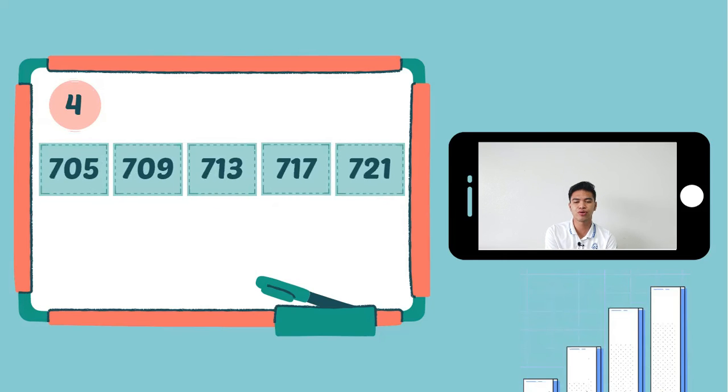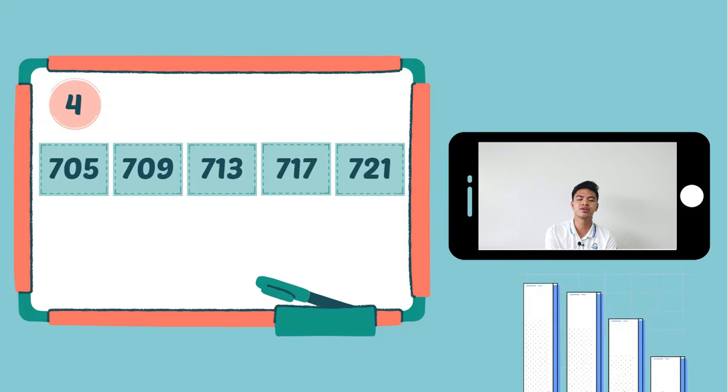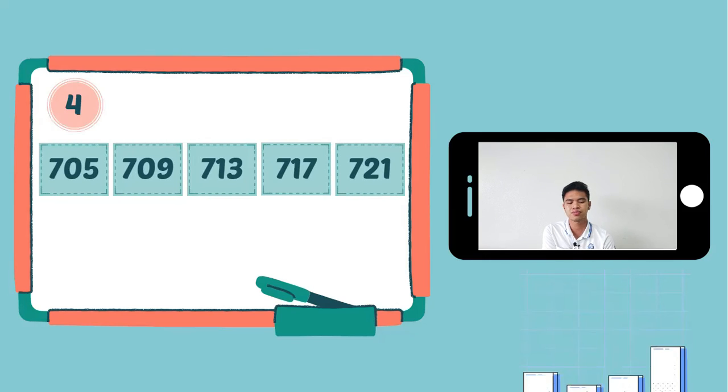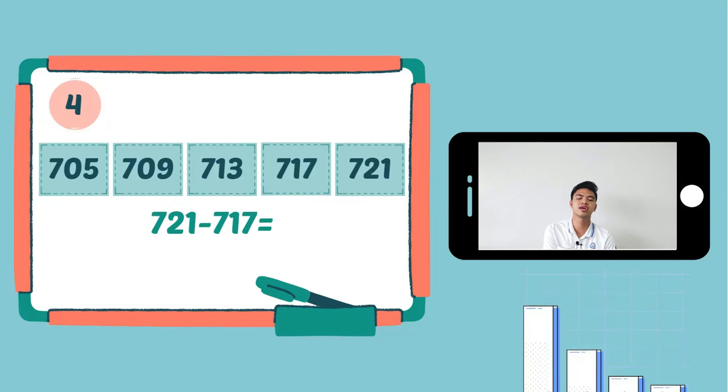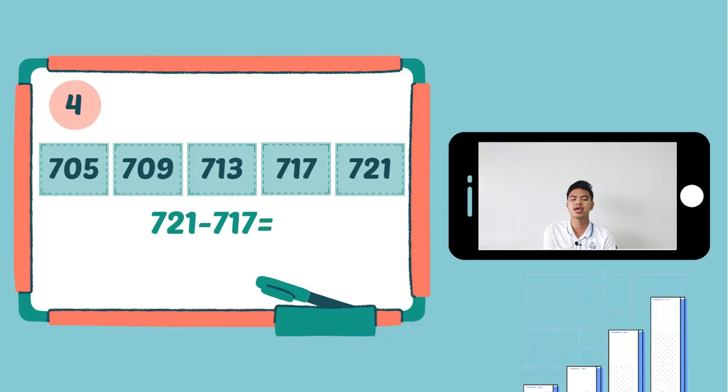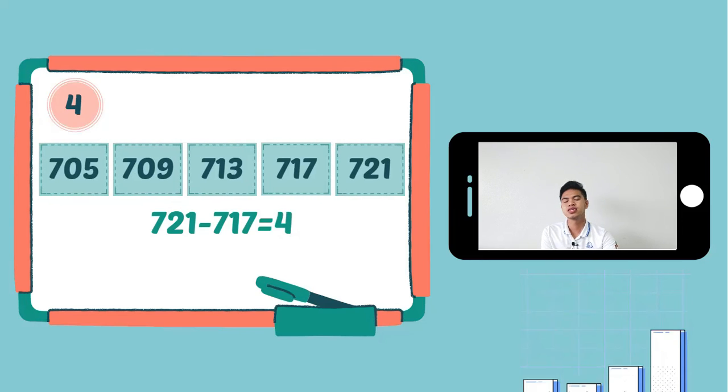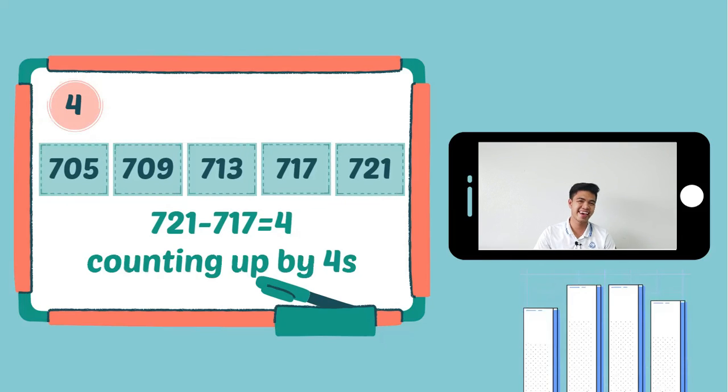Okay, for the number 4, we have here 705, 709, 713, 717, and 721. The only things that we could compare for this are the last two numbers. So here we have 717 and 721. So we're going to subtract 717 from 721. So 721 minus 717 will be 4, okay? So therefore, our pattern will be counting up by 4s, okay?